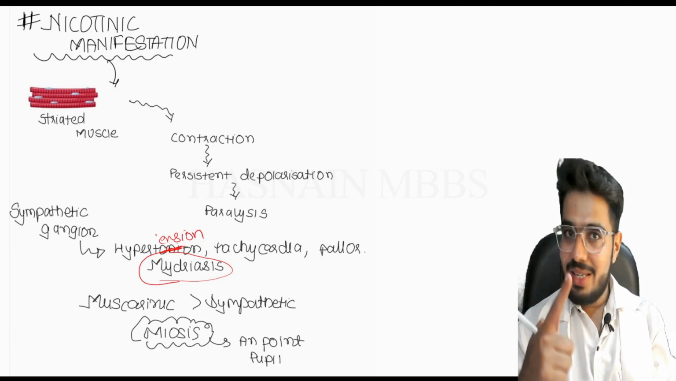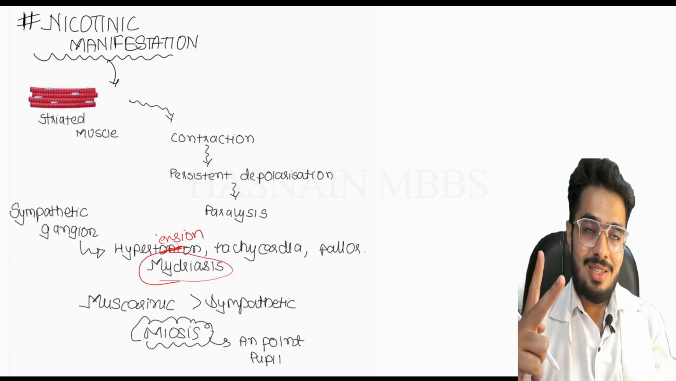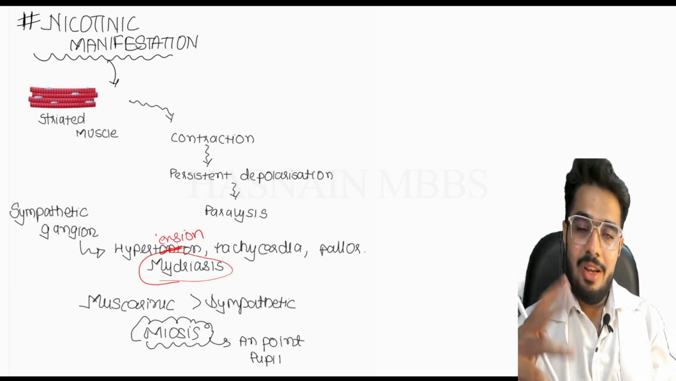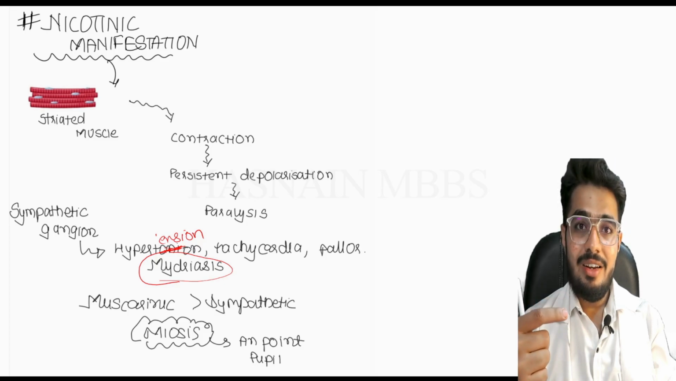We understand the muscarinic symptoms, SLUDGE. At the nicotinic receptor, what occurs? There will be paralysis of the striated muscle. At the sympathetic ganglion, there will be tachycardia, hypertension, pallor, mydriasis, but overall it causes miosis.